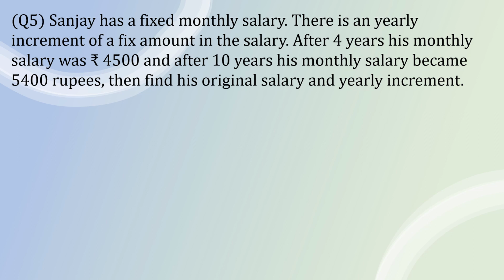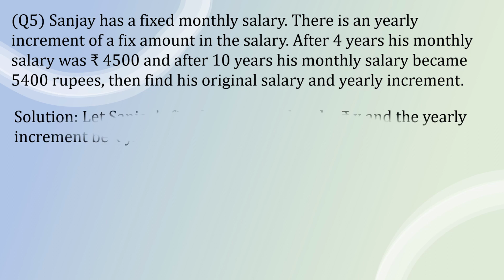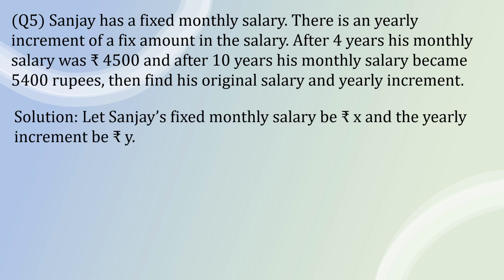And the second condition is given that after 10 years his monthly salary became 5,400, means fixed monthly salary plus 10 years increment, if it is added together, it came to be 5,400 rupees. So we have to find his original salary and the yearly increment. So we'll give variables to them first. So solution, let Sanjay's fixed monthly salary be rupees X and yearly increment be rupees Y.